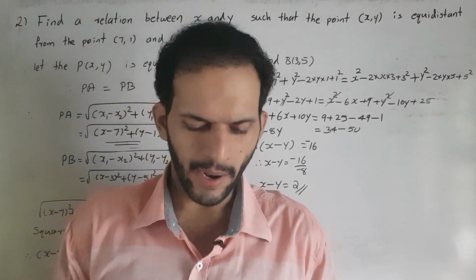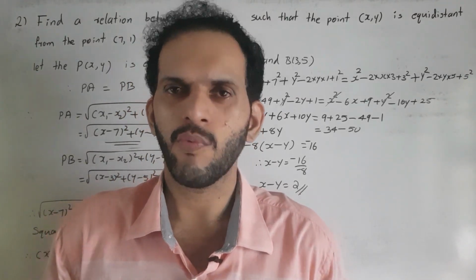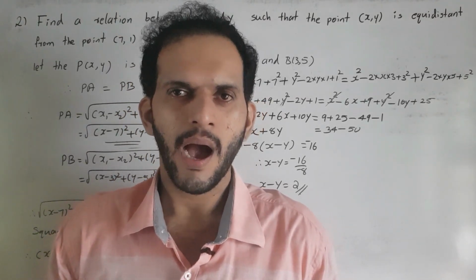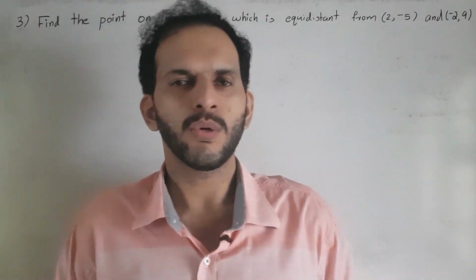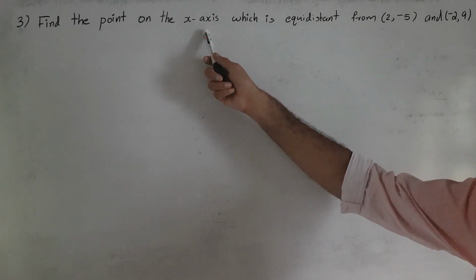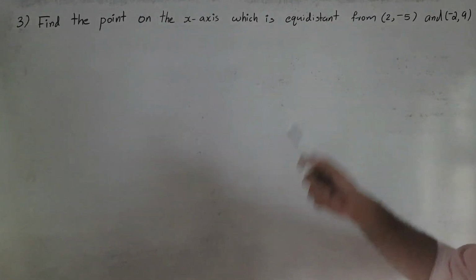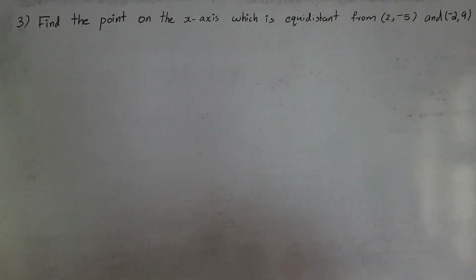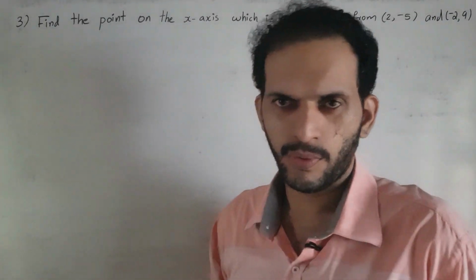Then to find the relation means we want to make an equation. Okay, I think you got this idea. Our third question is like this: find the point on the x-axis which is equidistant from (2, -5) and (-2, 9).